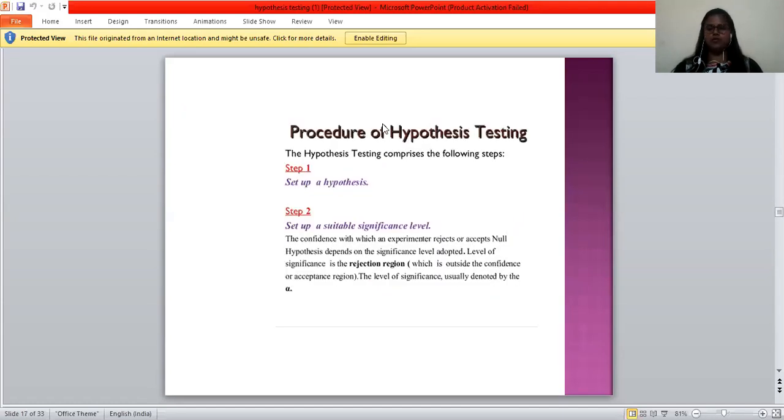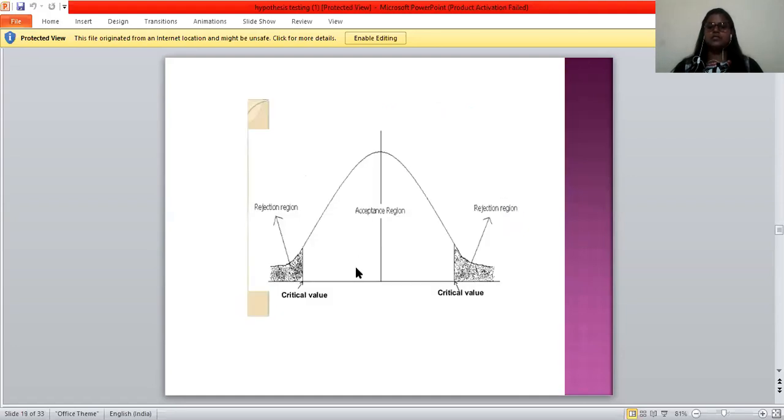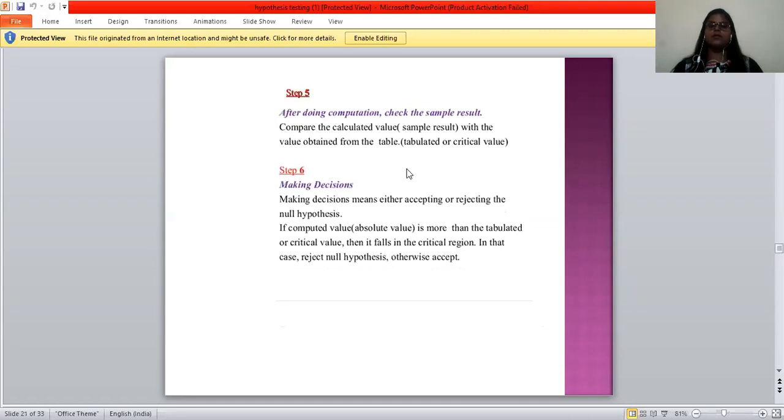Now these are the steps I told you. Setting up the hypothesis is step 1. A suitable significance level needs to be set up. That becomes your step 2. The level could be 5% or 1%. This is the graph which shows the acceptance region and rejection region in case of a tail test. Step 3 is determination of a suitable test statistic. Now we'll have to look into the t-test. Determine the critical value from the table. Compute it. Make a decision whether to accept or to reject.